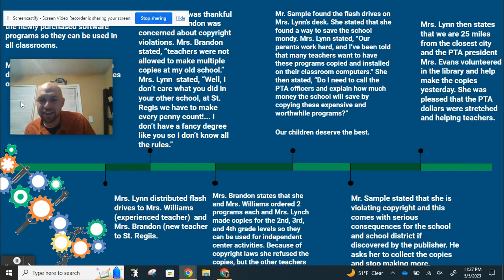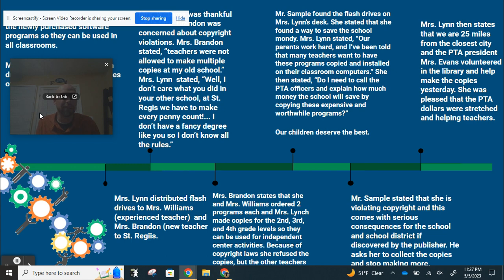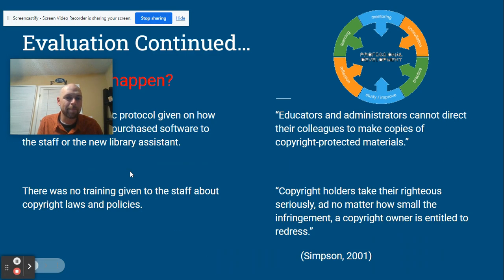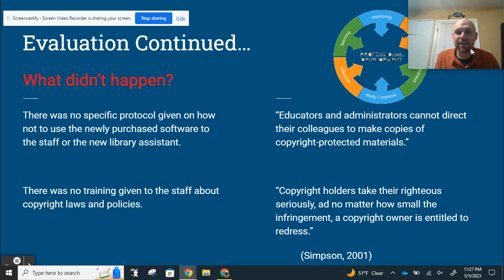Mr. Sample stated that she is violating copyright, and this comes with serious consequences for the school and school district if discovered by the publisher. He asked her to collect the money and stop making more. Mrs. Lynn then stated that they were 25 miles from the closest city, and the PTA president, Mrs. Evans, volunteered in the library, and she helped make the copies the day before. She was pleased that the PTA dollars were stretched and was helping teachers.